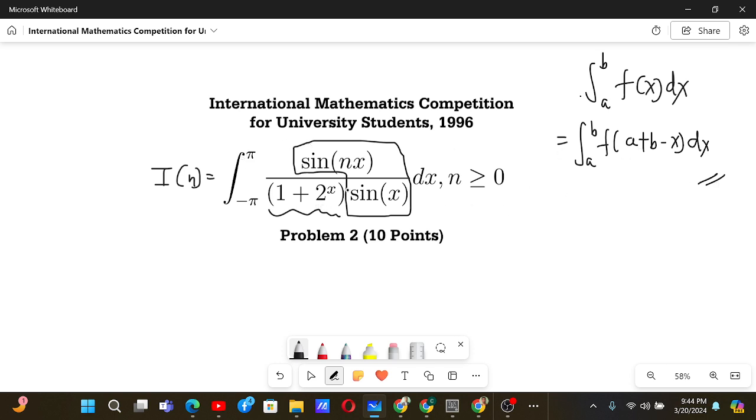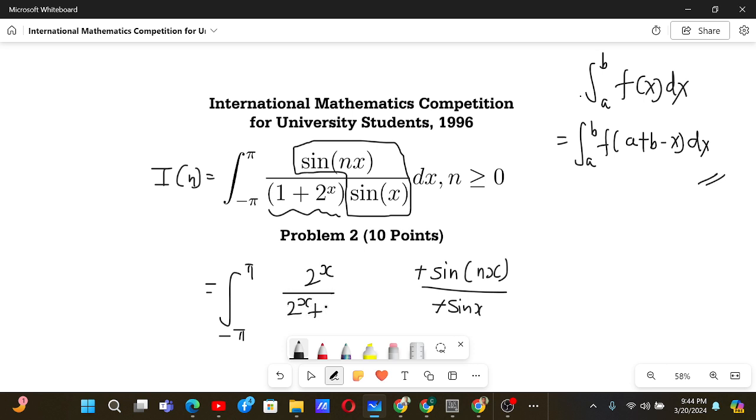So basically the integral of f of x is equal to the integral of f of minus x in this case. So this should be equal to the integral from minus pi to pi. Overall it's an even function. Basically we get minus sine nx by minus sine x, and this cancels each other out. And over here we get 2 to the power x by 2 to the power x plus 1, because this is minus x, and so we get this expression dx.